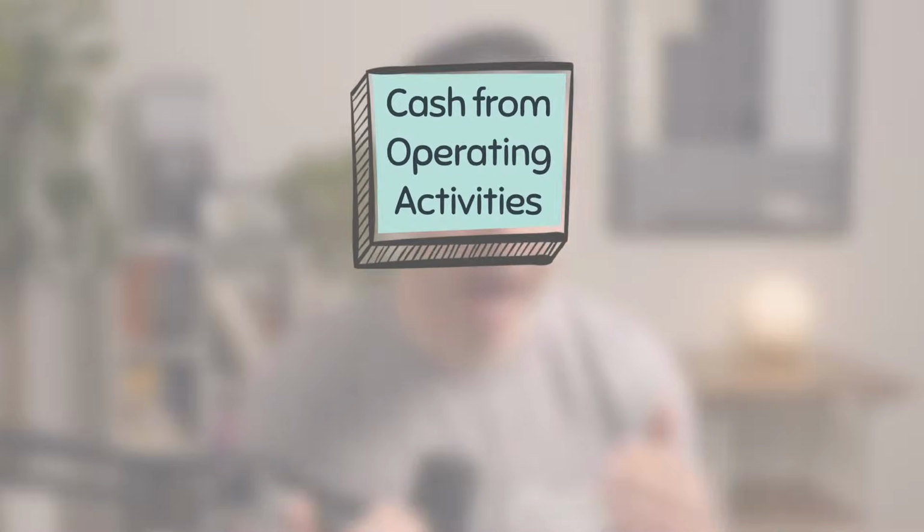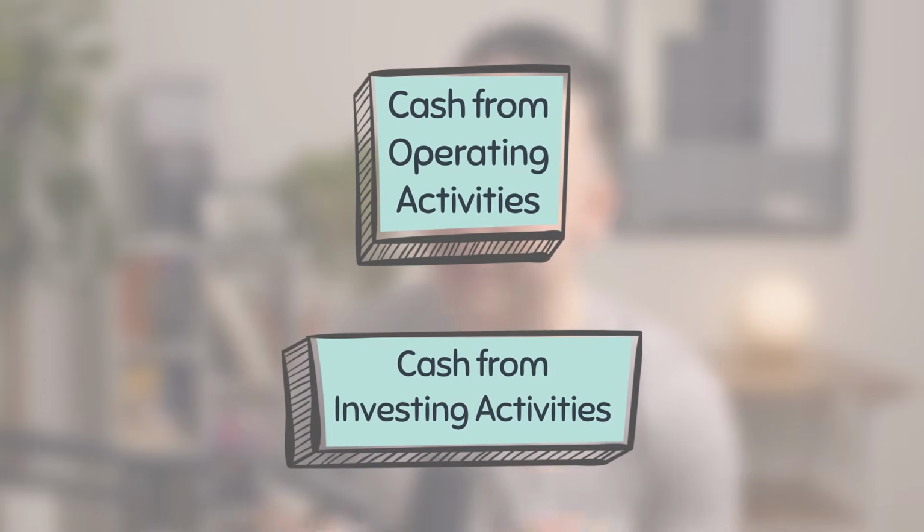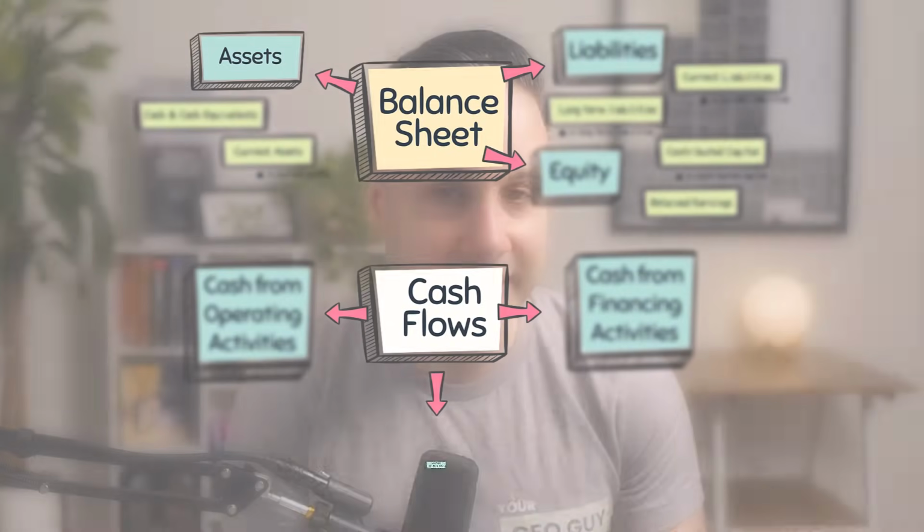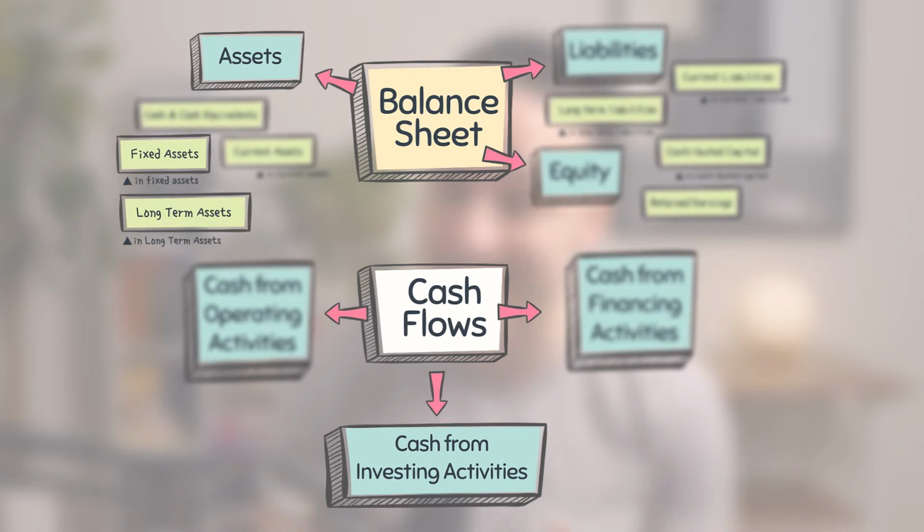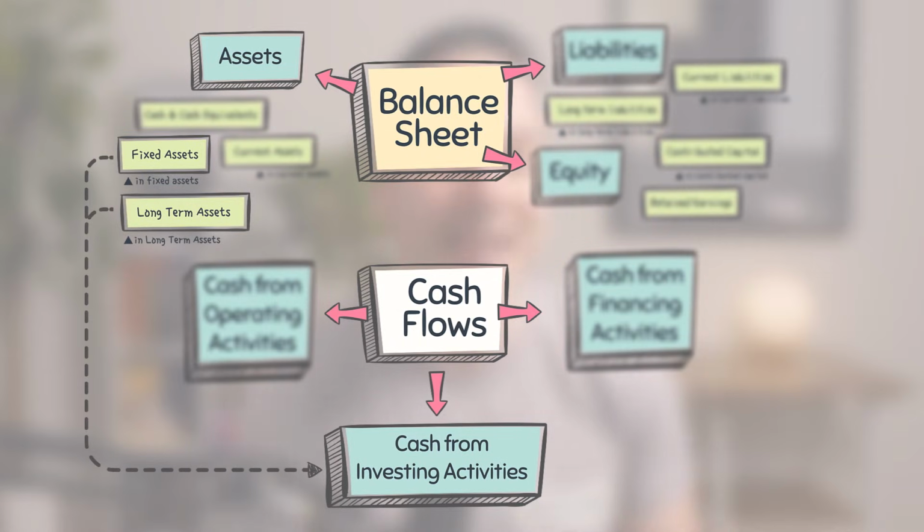Okay, just like the statement of cash flows pulls from the balance sheet from operating activities, it does the same for investing activities. Cash from investing activities means cash related to fixed assets or long-term assets invested in by the business. It does not represent cash invested into the business. That's in our next section, financing activities.